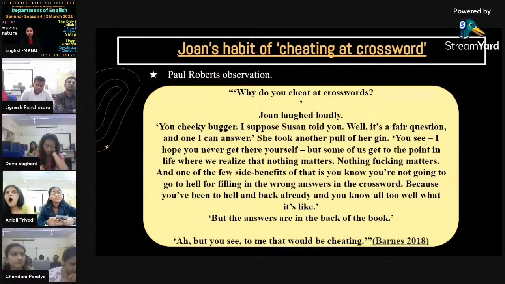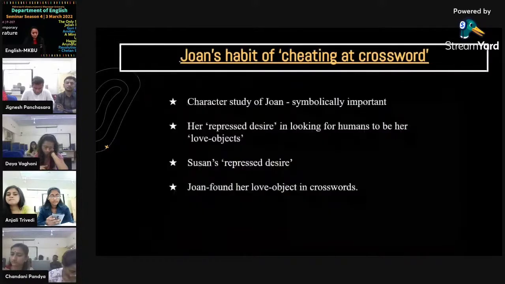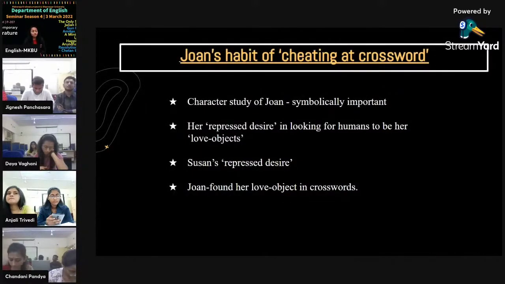John says that cheating in the crossword game is not actually cheating in real life, because John is depicted as very alone in this novel, and by playing this puzzle game, she is trying to solve the problem of her life all alone. John's habit of cheating at a crossword. So, what is the symbolic significance of John in this novel?